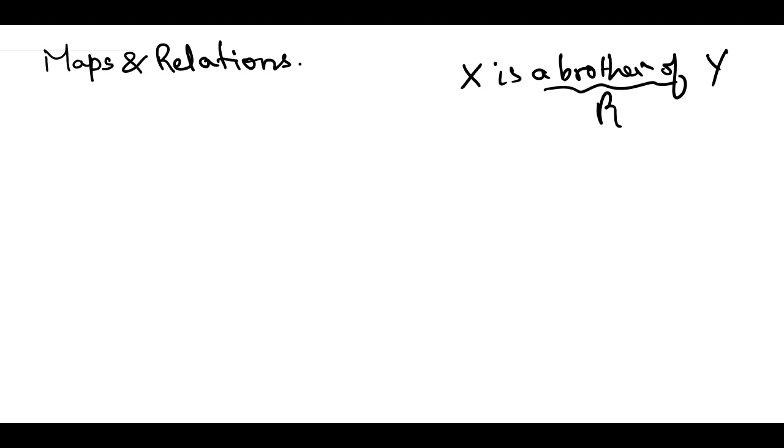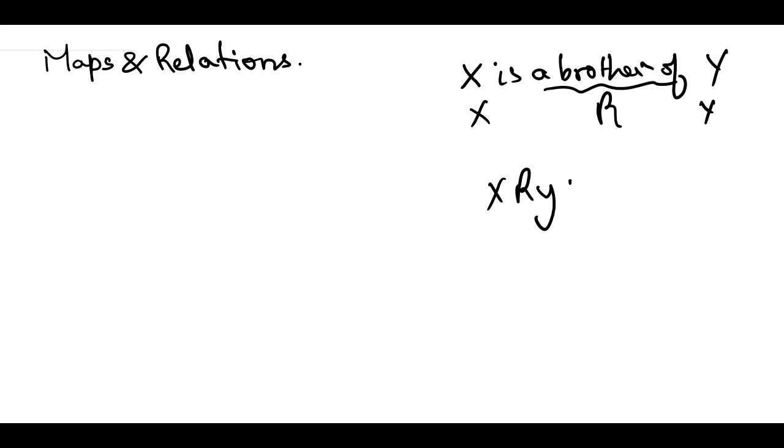Relations in normal terms mean connecting two objects. Say, for example, X is a brother of Y. So "is a brother of" is the relation, right? And this relation connects X and Y. So X is related to Y if X and Y are connected with some condition.